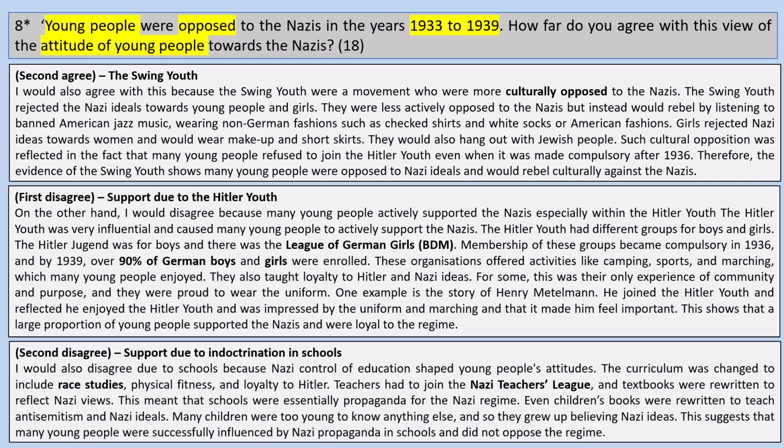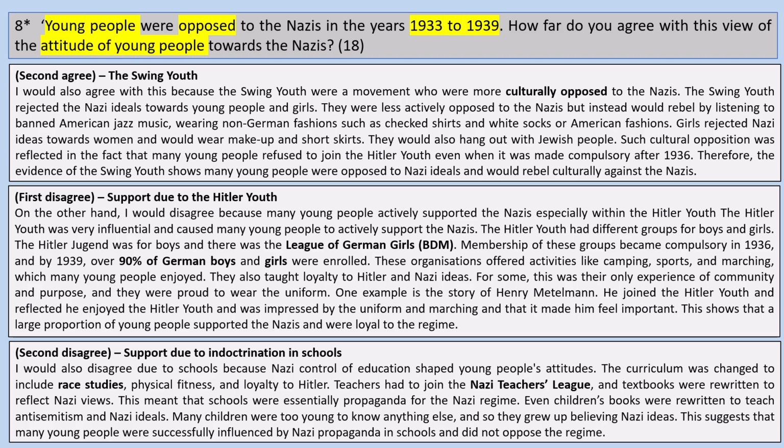And our second disagree is going to be due to what was happening in schools. So I would also disagree due to schools because Nazi control of education shaped young people's attitudes. The curriculum was changed to include race studies, physical fitness and loyalty to Hitler. Teachers had to join the Nazi Teachers League and textbooks were rewritten to reflect Nazi views. This meant that schools were essentially propaganda for the Nazi regime.